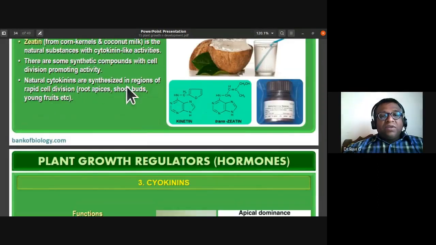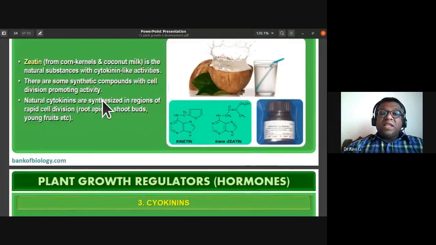Natural cytokinins are synthesized in regions of rapid cell division, that is root apices, shoot buds, and young fruits. So there you find natural cytokinins being synthesized. And these natural cytokinins were obtained from corn kernels and coconut milk, so they are natural substances with cytokinin-like activities. I have also informed you about kinetin, obtained from autoclaved herring sperm DNA. Kinetin is a derivative of the nitrogenous base adenine, N6 furfuryl aminopurine. So you can remember this.